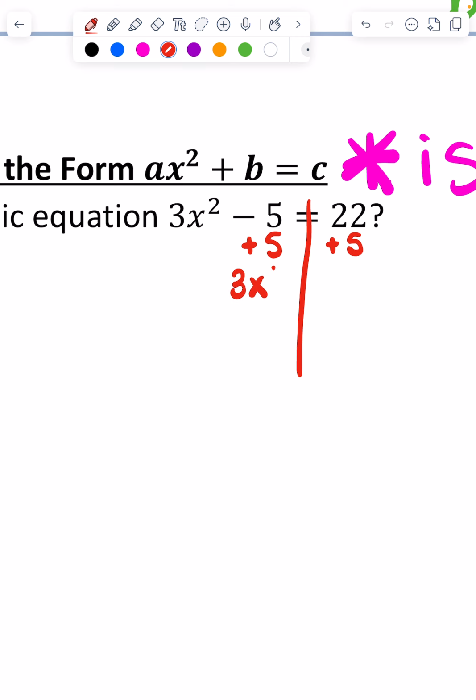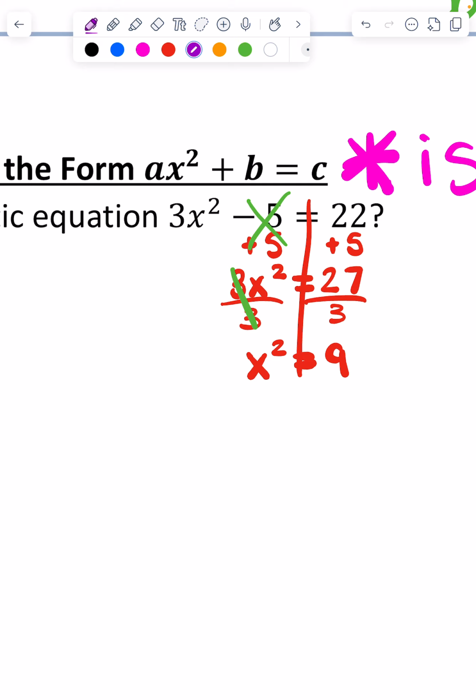When I do, we're still left with 3x squared on the left. These guys cancel. And 22 plus 5, we have 27. All right, last step, we divide by 3. We're left with x squared equals 9. And we're getting good at this last step.